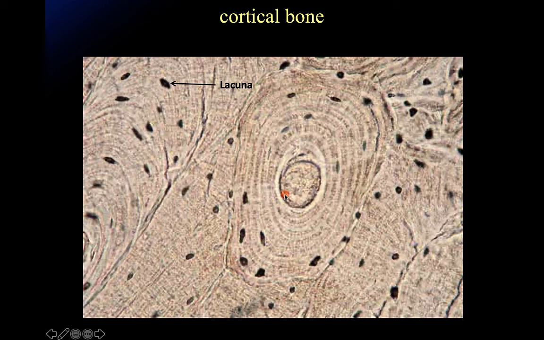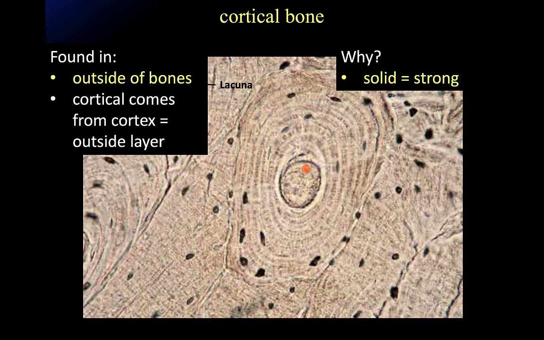So this is kind of laid out with a central canal, and then these surrounding layers you can see here, like ring after ring after ring, called concentric lamellae. We can see the lacunae within that. This entire structure here, which is all of the concentric lamellae surrounding this central canal, is referred to as an osteon, and that is kind of the basic unit of cortical bone. So why do we find cortical bone where we find it? It's solid, it's strong, it forms the outside of bones, and of course that term cortical does come from cortex, which means the outside layer.